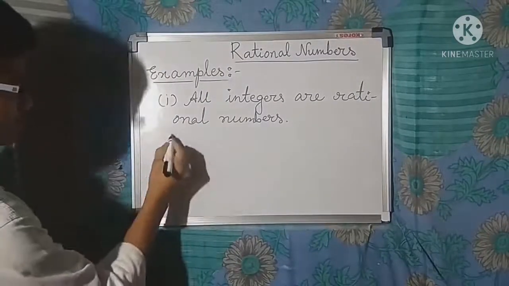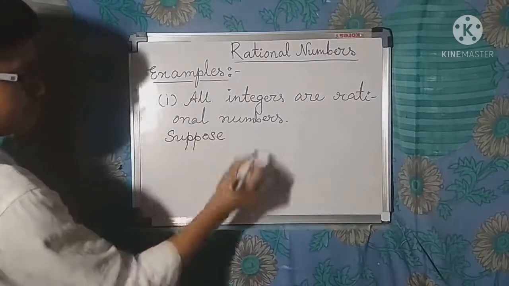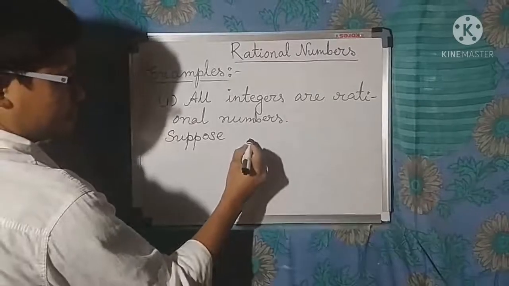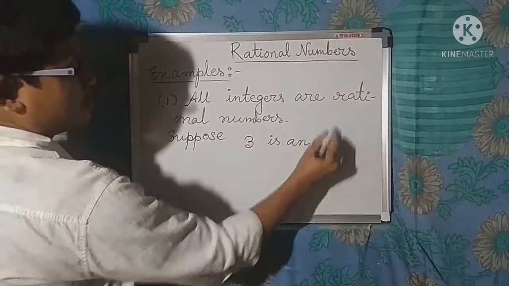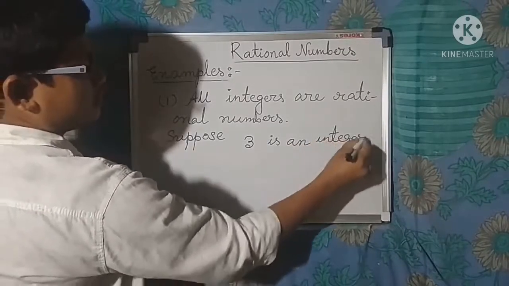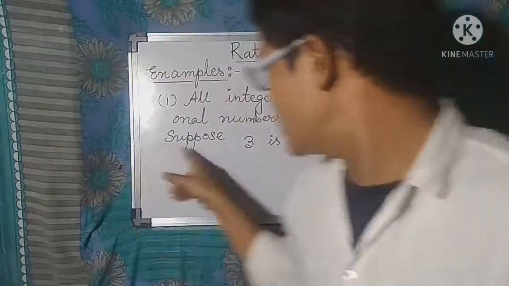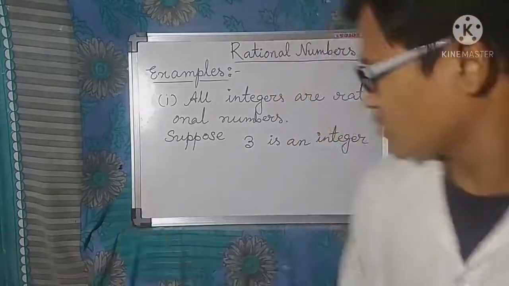Suppose 3 is an integer. No doubt, undoubtedly 3 is an integer, isn't it? There is no doubt 3 is an integer.